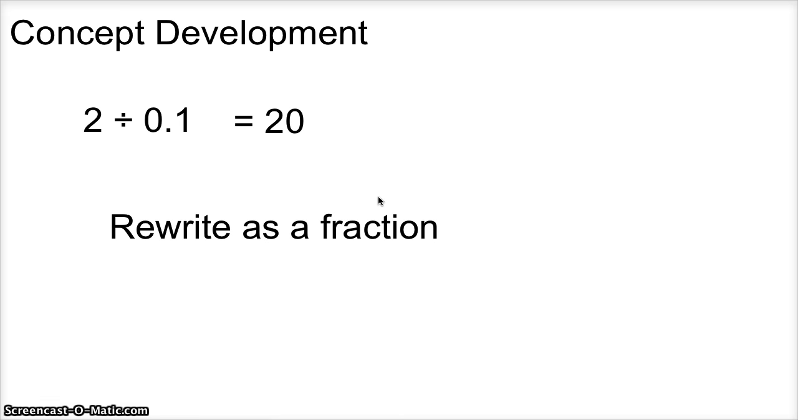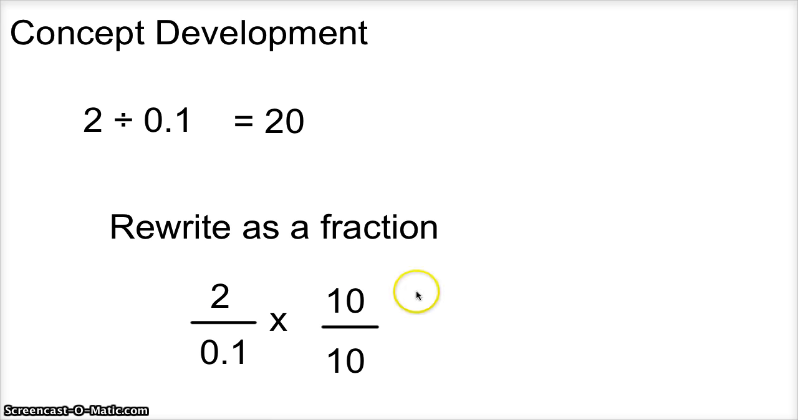So I want you to rewrite this problem as a fraction. And when I do that, I get 2 over 1/10. Remember, those are the same. So what we're going to do is look at 1/10, and how many tenths are in one whole, because I want to find something that's equivalent to 1. It's like finding an equivalent fraction. And that would be 10 over 10. 10 tenths makes one whole. And 10 divided by 10 is the same as 1.